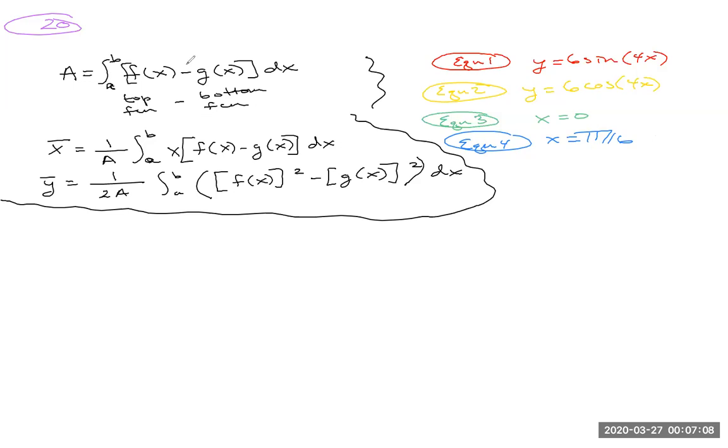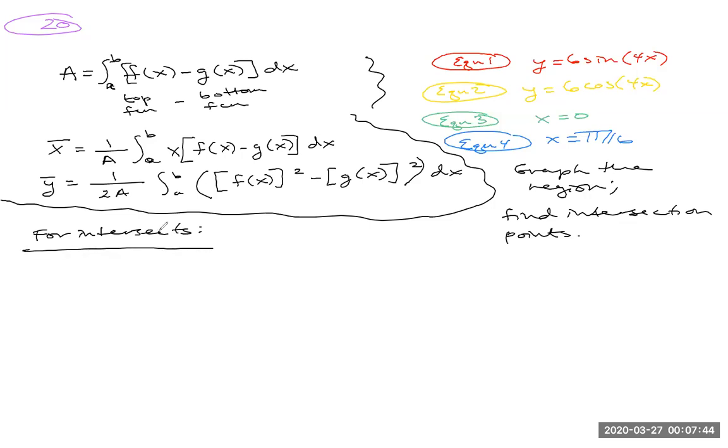So we actually want to graph all of these. Graph the region, find intersection points. Okay, so let's just start by finding the intersections. We can kind of tell from these bounds right here that it'll probably happen when x is equal to 0 and x is equal to pi over 16. So for intersect, when x is equal to 0, we're going to look at equation 1 and equation 2. We have y equals 6 times sine of 4 times 0. That's 6 times sine of 0. Sine of 0 is 0. So we get 0.